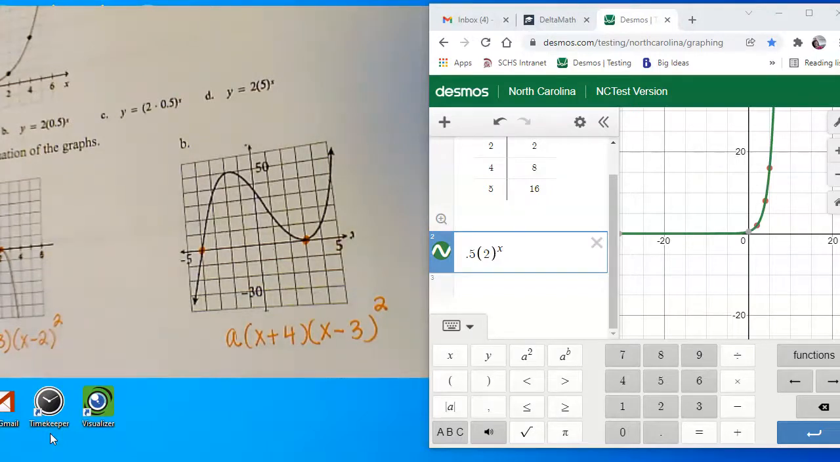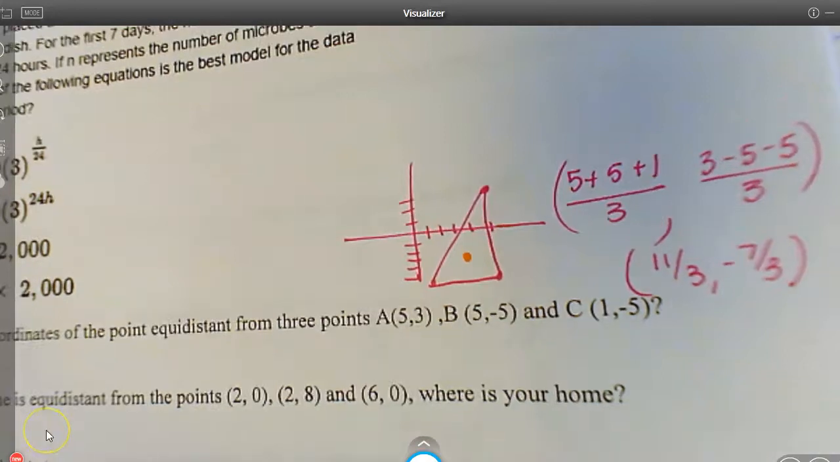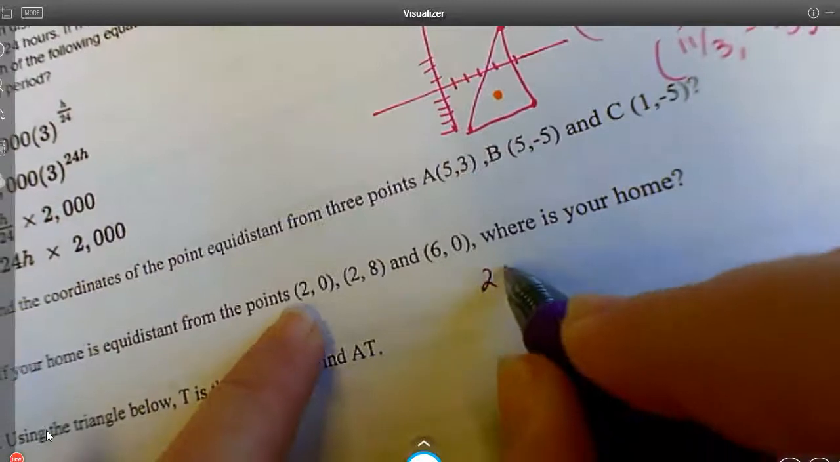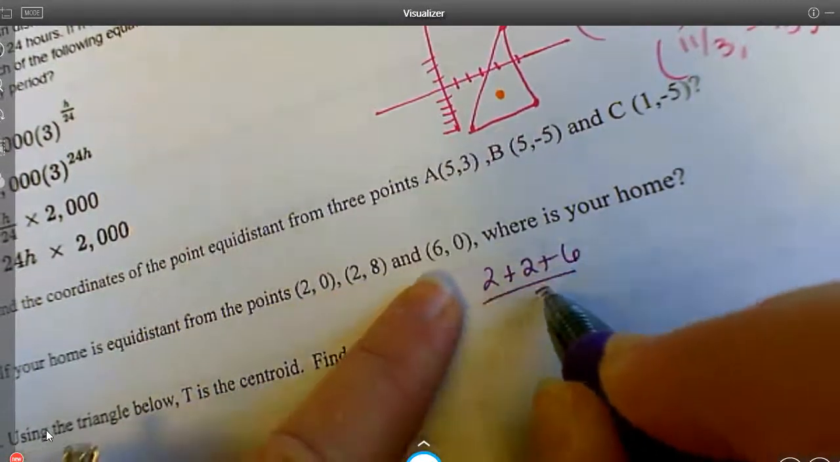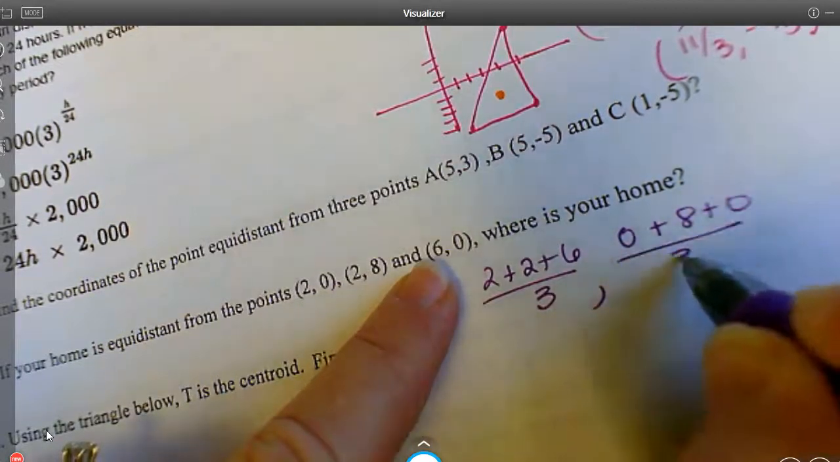Why are we doing opposite? So to find the centroid here, I do the same thing. 2 plus 2 plus 6 divide by 3. 0 plus 8 plus 0 divide by 3.